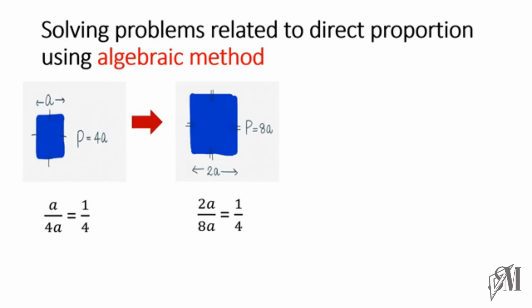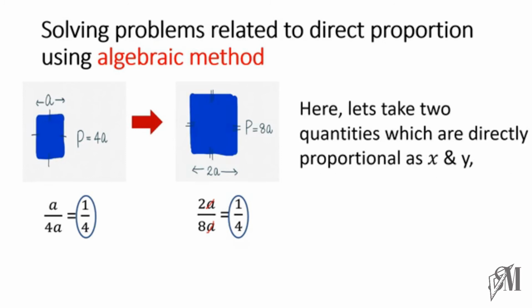Right. So A over 4A, the A's can be cancelled. The answer is 1 over 4. In this case, again the A's can be cancelled. Then the answer becomes 2 over 8. You know 2 and 8 also can be divided by 4. So therefore the answer becomes 1 over 4. In both cases, when you divide, this quotient gives the same answer, 1 over 4. So in this part, what you have to understand is, if you divide one quantity by the other quantity, the answer you get is a constant.